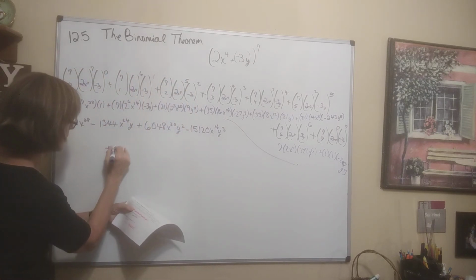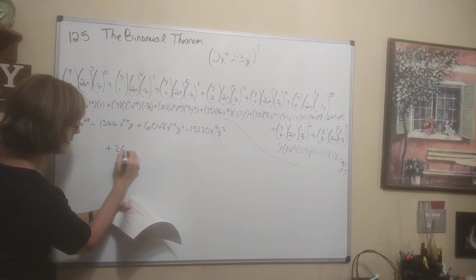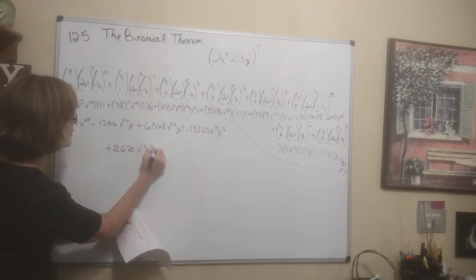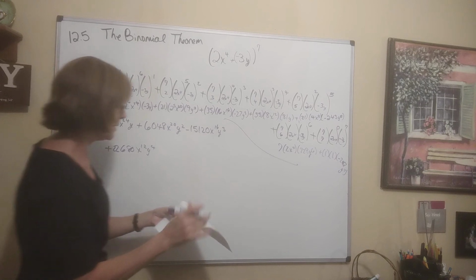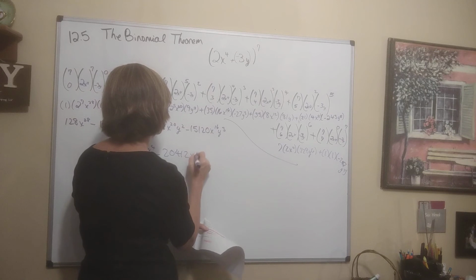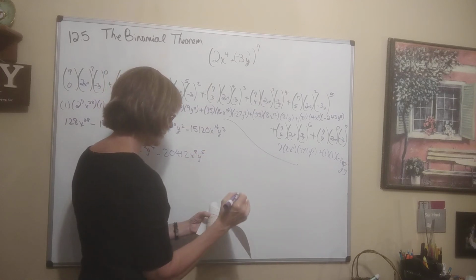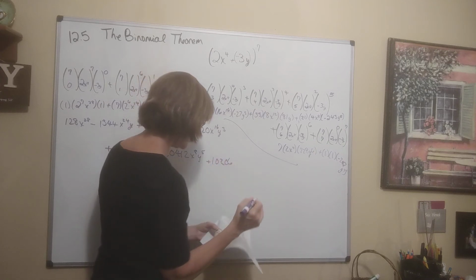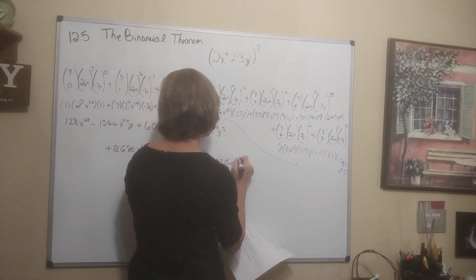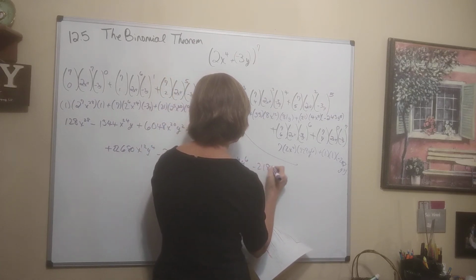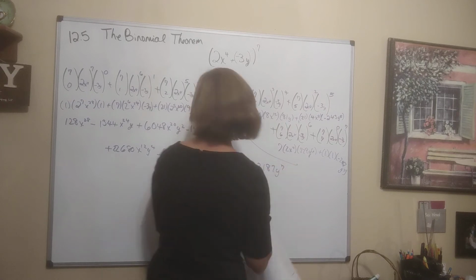plus 22680x to the 12th, y to the 4th, minus 20412x to the 8th, y to the 5th, plus 10206x to the 4th, y to the 6th, minus 2187y to the 7th.